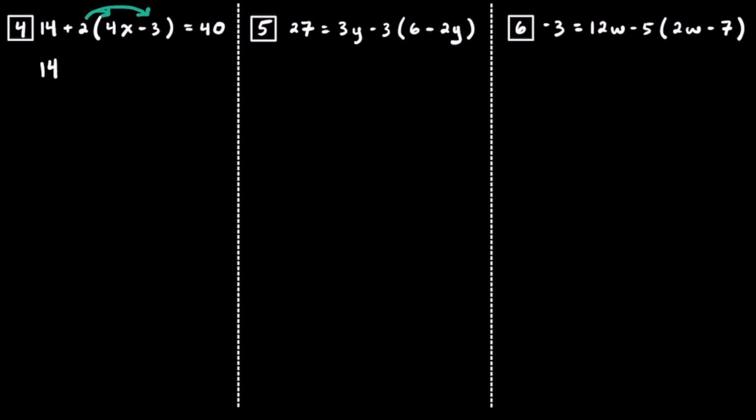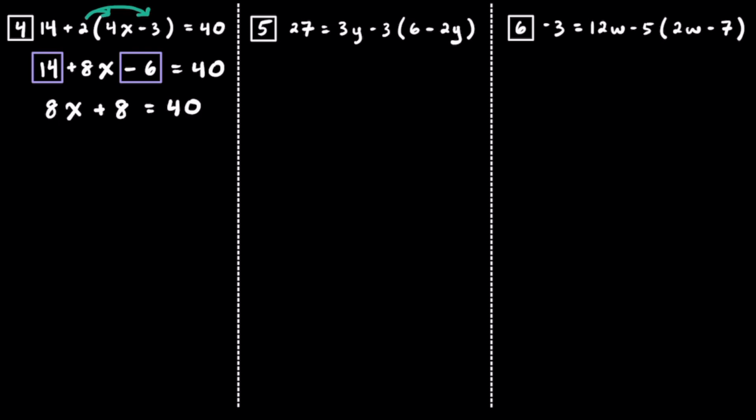2 times that 4x is going to be a positive 8x since they're both positive. And then 2 times the negative 3 is going to be a negative 6. We could write plus a negative 6 or just minus 6, and that's equal to 40 on the right side. At this point, this equation should look a little bit like the examples 1 through 3, where we have to combine like terms. 14 minus 6 is going to be 8, so let's go ahead and keep that 8x. We didn't do anything with that. And we have this plus 8 for the constants that we just combined, and that's equal to the 40 on the right side.